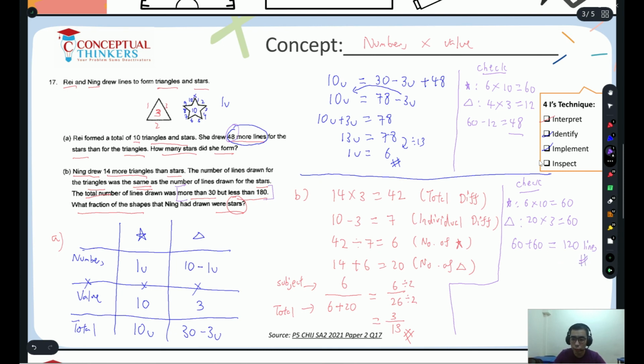Okay, so this is the way that you inspect this question, and also do take note that you read the question carefully. Don't answer the question wrongly, and please ensure that you didn't make any transfer error or careless mistake in terms of calculation.